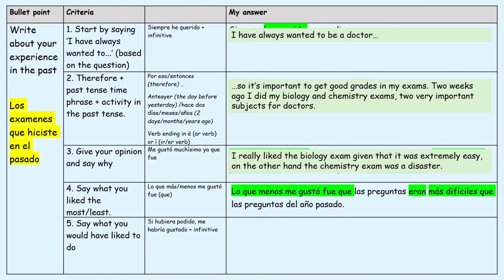Step 4. Lo que menos me gustó fue que las preguntas eran más difíciles que las preguntas del año pasado. Pause, come back for the translation. Okay, so we've got: what I least liked was that the questions were more difficult than the questions from last year. So I'm using eran because I'm describing the questions, and I've got a comparison here, más difícil que.